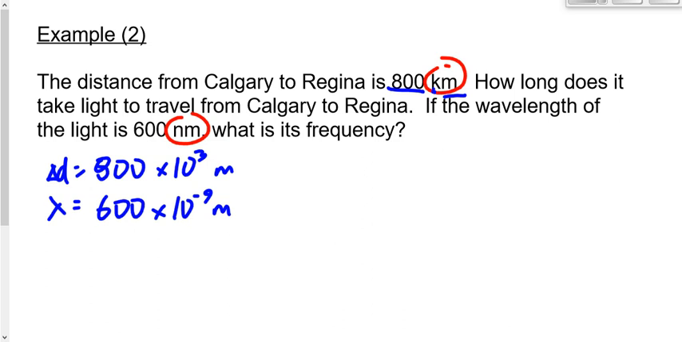We want to find the time that it takes light to travel that far. We want to find the frequency. Is there anything else that I have been given here, if I read between the lines? Yeah, we have the speed of light. It's not technically a vacuum between Regina and Calgary. It's filled with air, but the speed of light in a vacuum is only ever so slightly faster than it is in air. So although we're given the value for the speed of light in a vacuum, we can assume that the speed of light in air is the same value. 3.00 times 10 to the 8 meters per second.